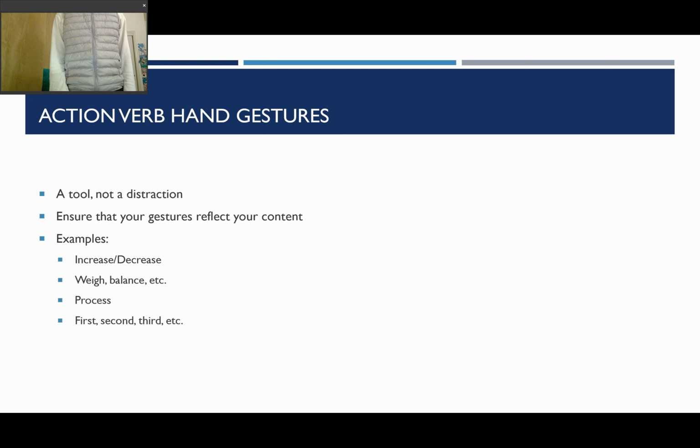For example, after I visited my parents more often, my loneliness went down. Okay, something like that, right? So your gestures are actually reflecting your content. Maybe we have to weigh our choices or balance out our interests, kind of have a scale kind of thing. Maybe we're talking about a process through which we go. Maybe there was a first point and then a second point, a third point, right?